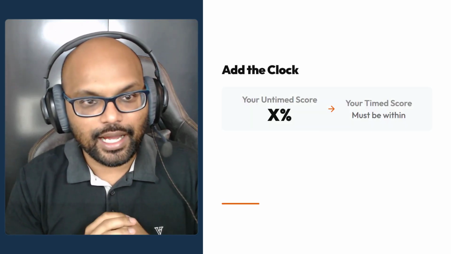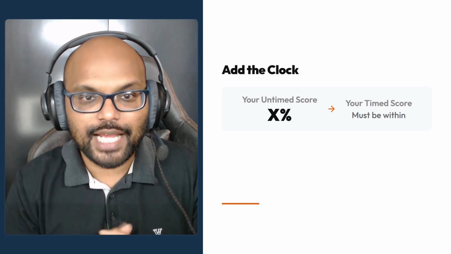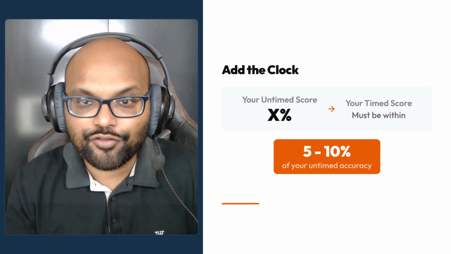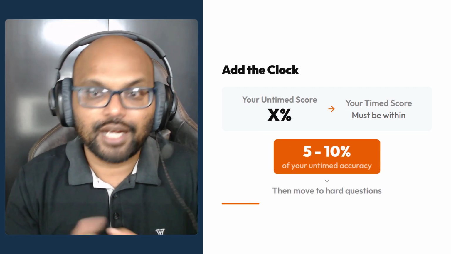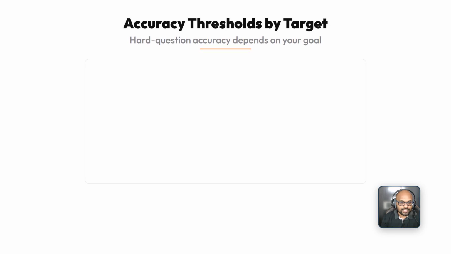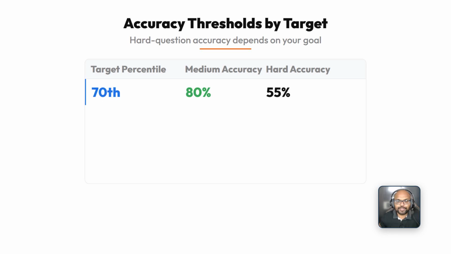Then you add the clock. Your timed accuracy needs to come within 5 to 10% of your untimed number. Then untimed hard difficulty level questions, and your accuracy target here depends on your goal.